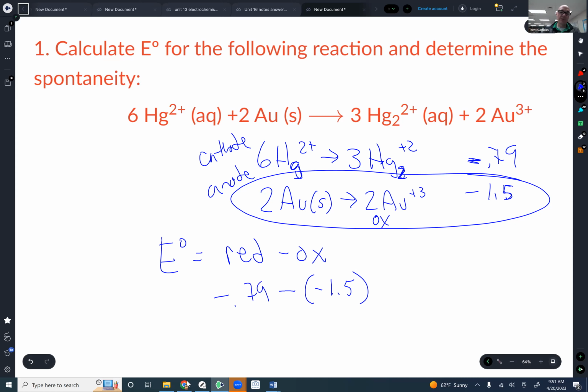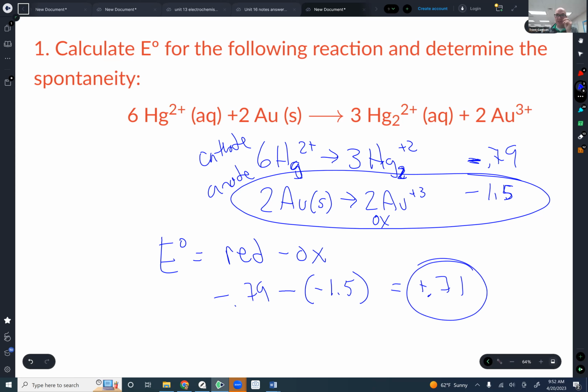So this always ensures that we end up with some positive numbers. In this case, I've got 1.5 minus 0.79, and that's going to end up being, is that 0.79 also? Oh my gosh, I don't know. 1.5 minus 0.79, 0.71, sorry, 0.71, and it is positive.